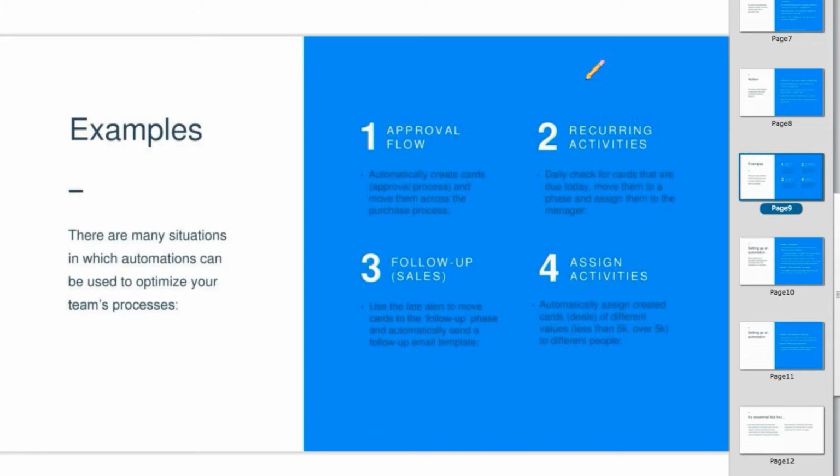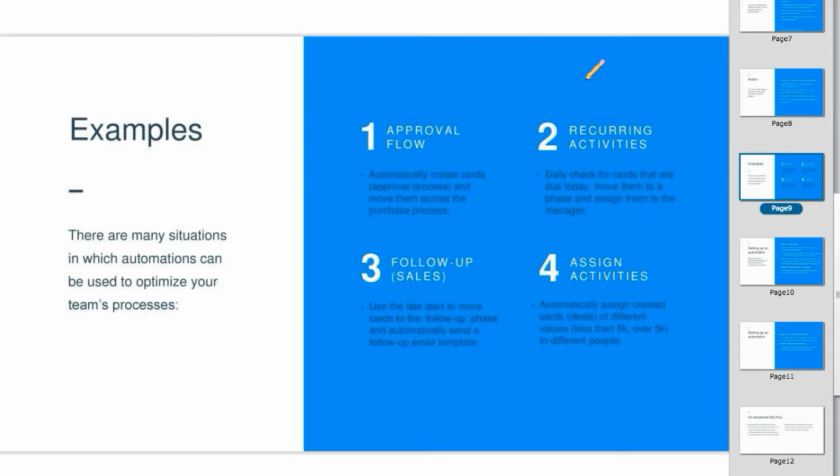The first one, approval flow. You're going to set up automations so that it automatically creates cards in the approval process and move them across the approval and purchase processes. The second is recurring activities. We're going to set up an automation that will daily check for cards that are due today and move them to a phase that's auto-assigned to the manager of this team.